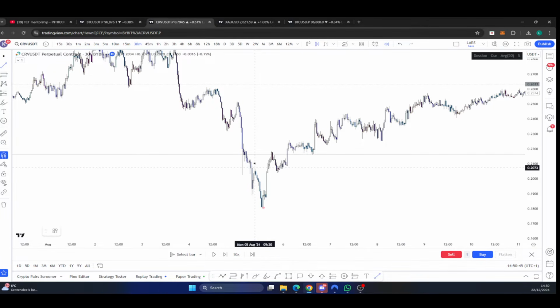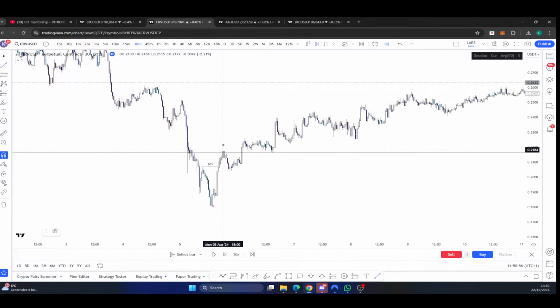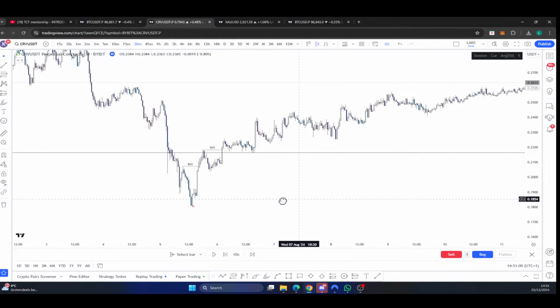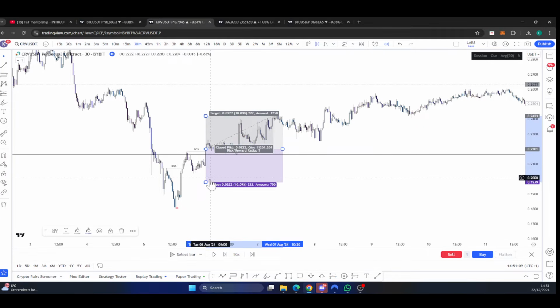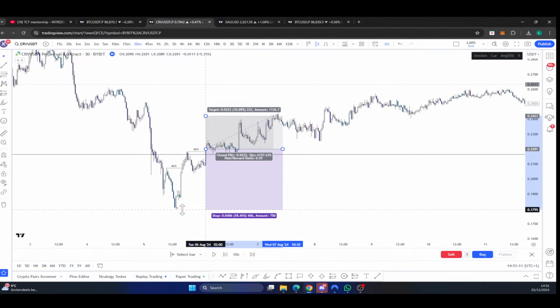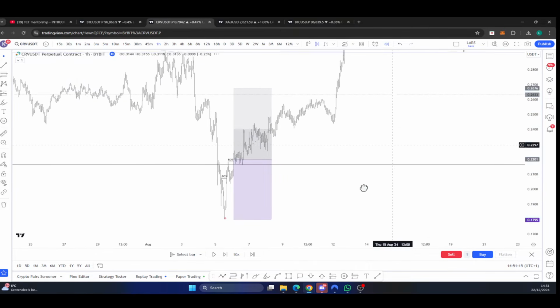So even though you broke structure right here on the 30-minute following the 6 candle rule, I would not enter on this break of structure. But what you could do is simply wait for the second break of structure that is back inside your original range. Look at that. So right here, you had that break of structure back inside. You've reclaimed that range low, and now you can enter on the break of structure, put your stop loss below the low, and target that range high.